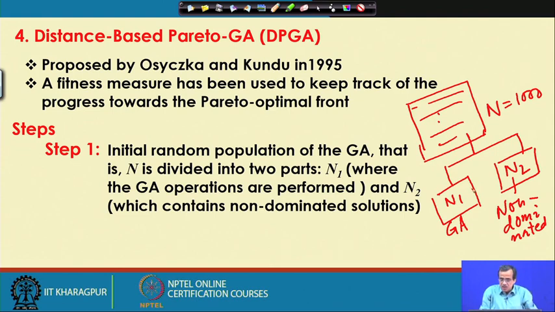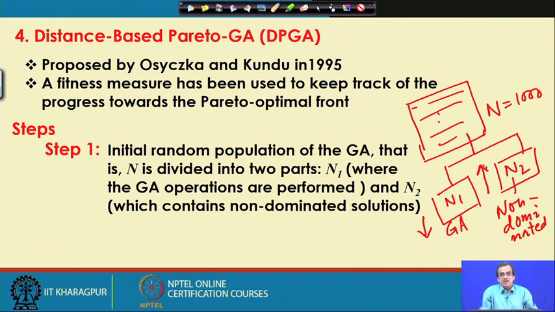Now, in N1, as I told, the GA operators are going to work. That means, through this GA operation, it will try to find some diversification in the population, and with the iterations, the size of N1 is going to decrease and the size of N2 is going to increase. How to do that, I am going to discuss now.